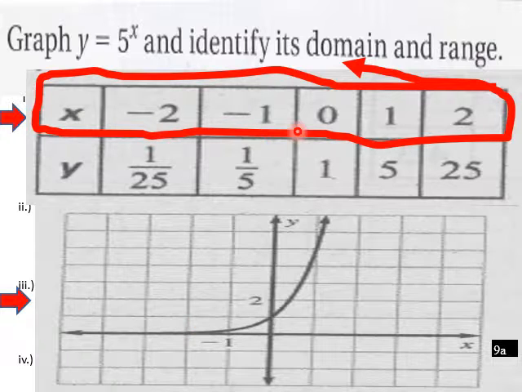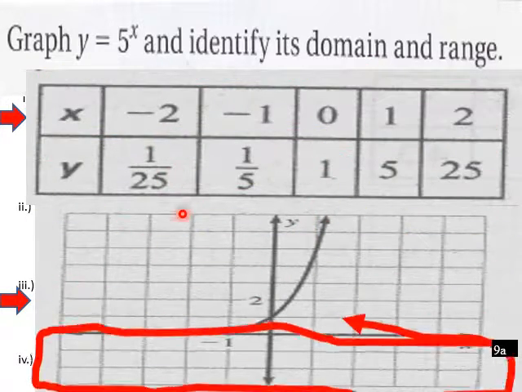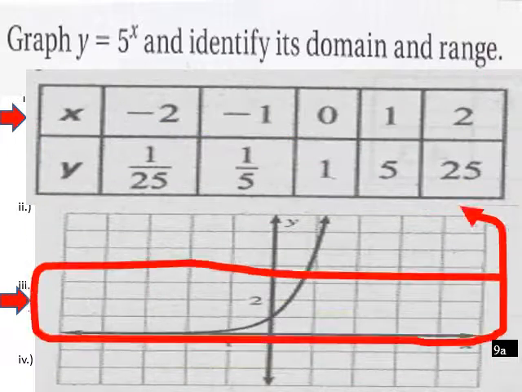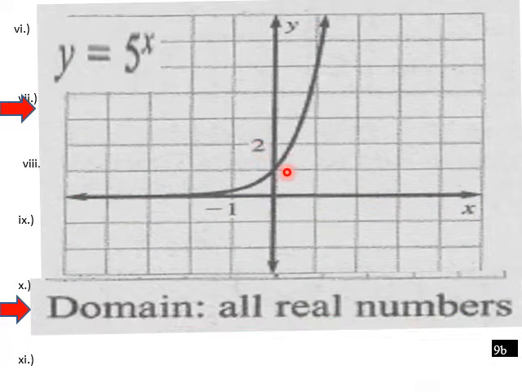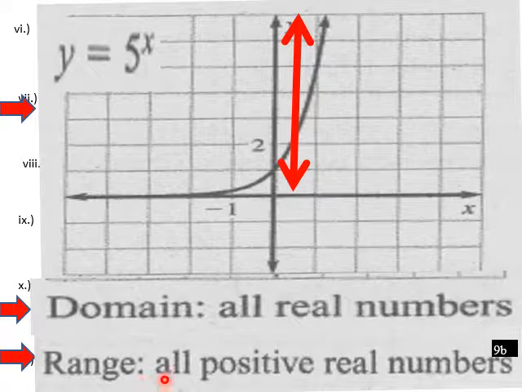This is the domain. This is your x values here. Goes like this, and then your y is all positive. Okay, so y equals 5 to the x. The domain is all reals. This is all our x values. And then our range is all positive real numbers.